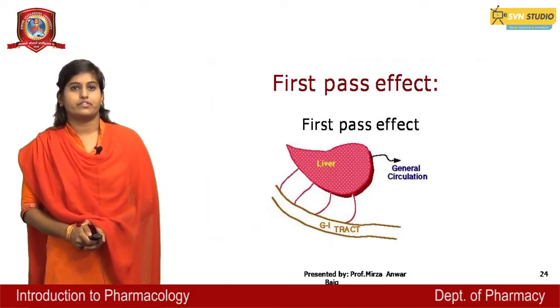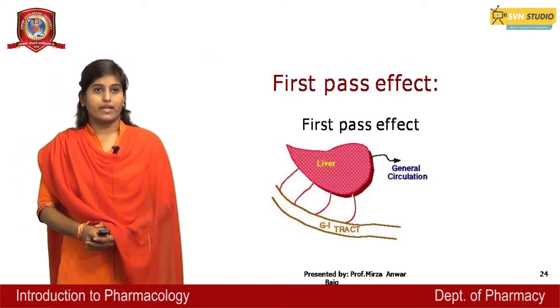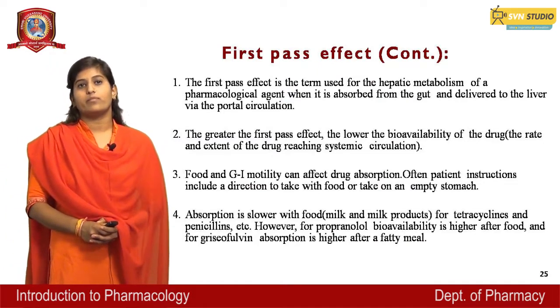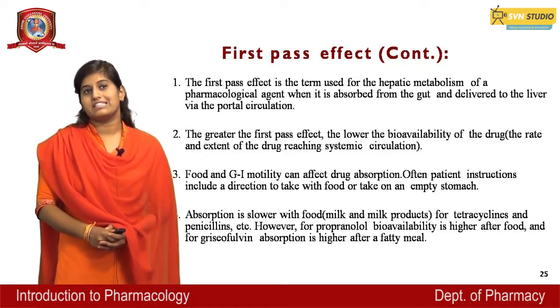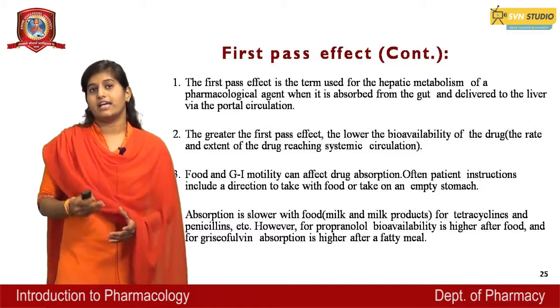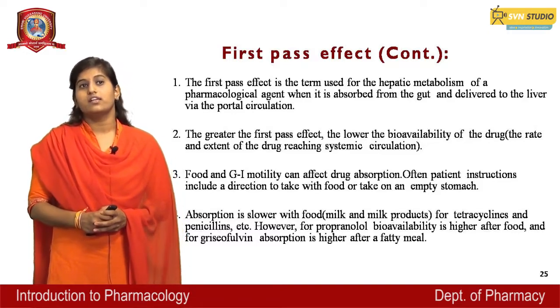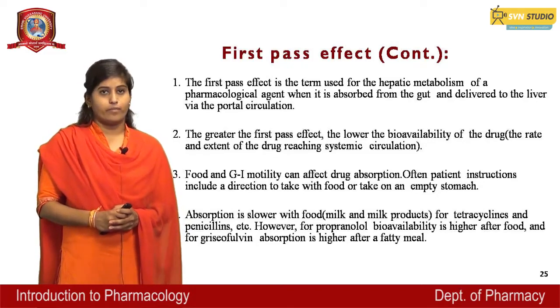First pass effect. The first pass effect is the term used for the hepatic metabolism of a pharmacological agent when it is absorbed from the gut and delivered to the liver by the portal circulation. The greater the first pass effect, the lower the bioavailability of the drug.